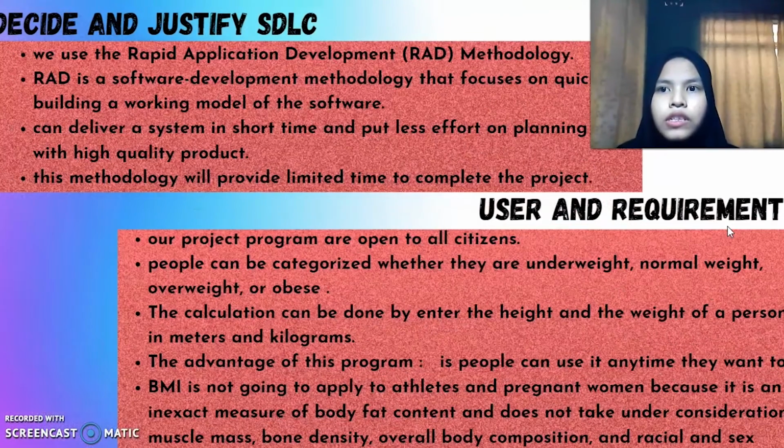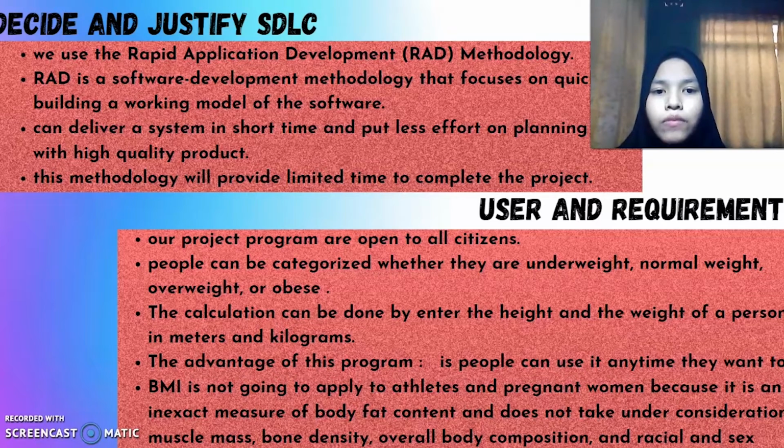Okay, next we go to decide and justify SDLC. For this project, we use the Rapid Application Development (RAD) methodology. It is because RAD is a software development methodology that focuses on quickly building a working model of the software. Therefore, we can deliver a system in a short time and put less effort on planning tasks with a high quality product. Furthermore, this methodology will provide limited time to complete the project.